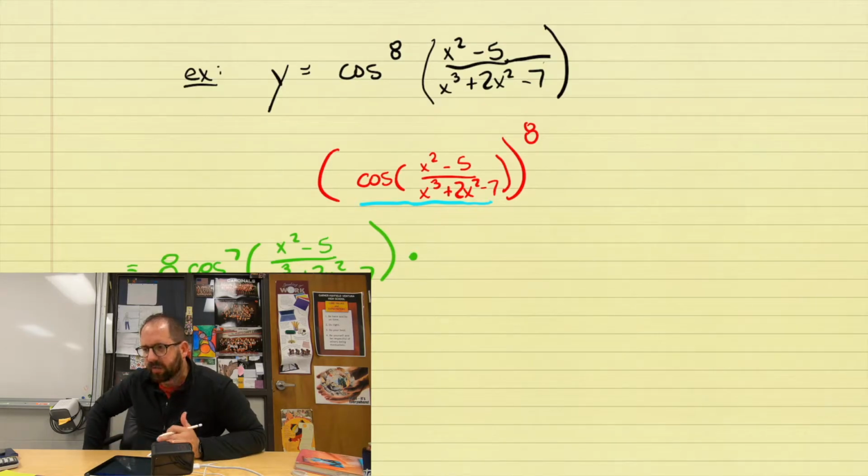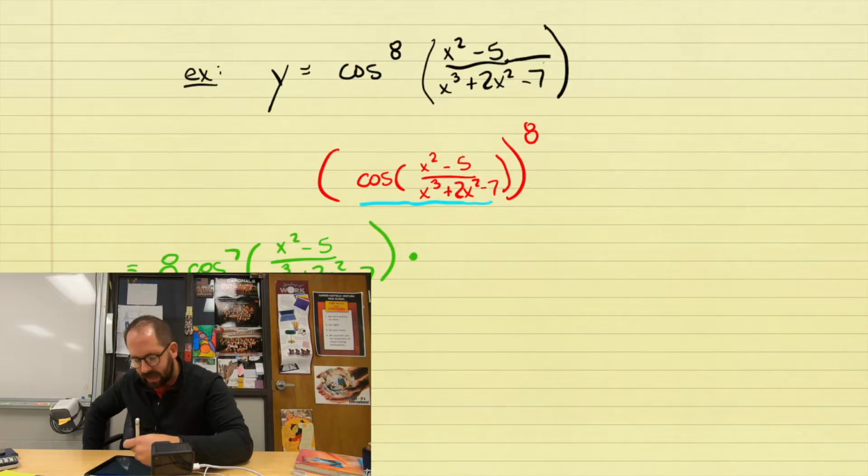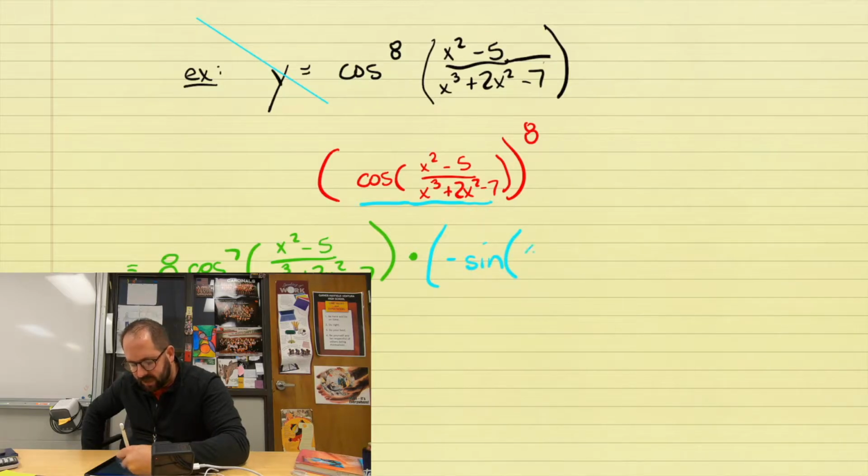Now, what is the derivative of cosine? We talked about this yesterday. It was one of our rules, one of the new things that you just had to have. Negative sine. Negative sine. All right, good work, people. So negative sine of that parenthesis, x squared minus 5, over x cubed.